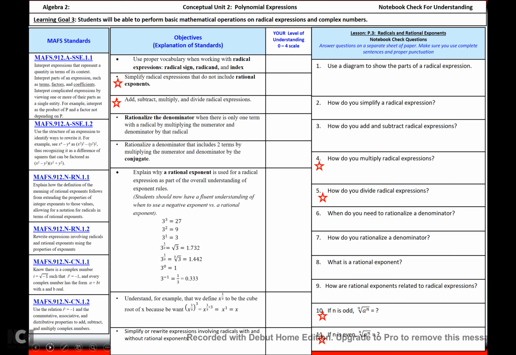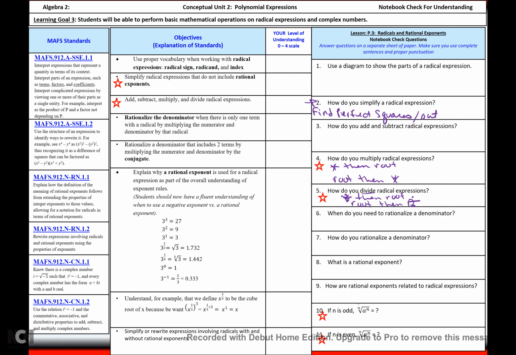Alright, so let's go back to this one. How do you simplify a radical expression? You find the perfect squares and pull those out, and then everything else stays in. How do you multiply radical expressions? You can either multiply then root, or you can root then multiply. Same with divide. You can divide and then root, or you can root and then divide.